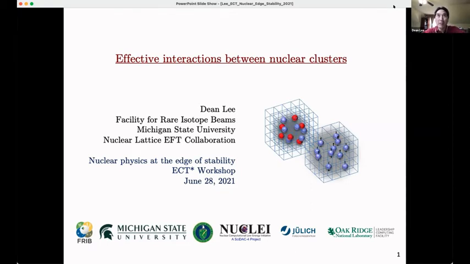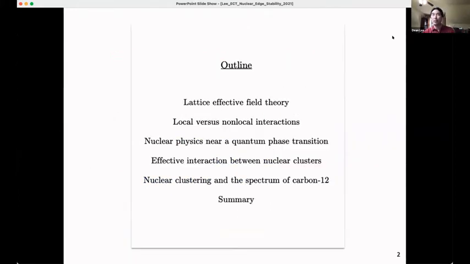Today I'll be talking about effective interactions between nuclear clusters. I actually added a couple of slides at the end because of the discussion we've been having so far, so I'll try to cover all my material a little bit early.